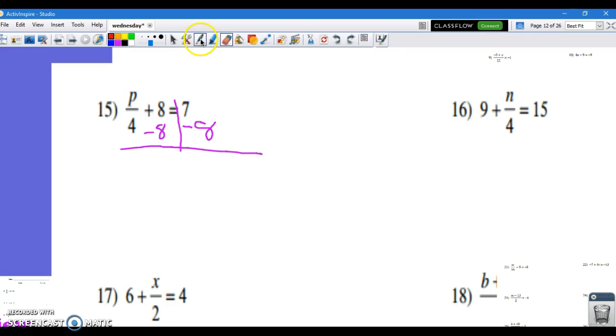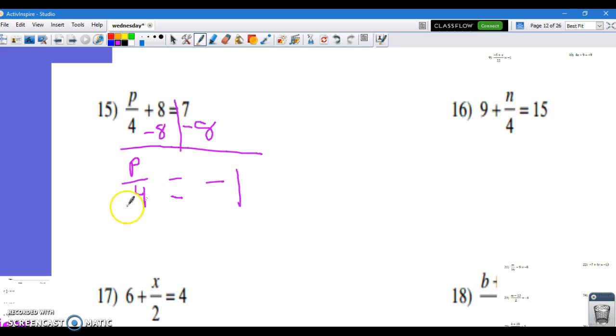Okay? Remember, what you do to one side of the street, you have to do to the other. And what happens is, this canceled out, didn't it? A plus 8 and a negative 8 is going to give you 0. So I'm going to bring my P over 4 back down. That's 0, so I'm not going to do anything with it. I'm just going to not bring anything down. Then I have 7 minus 8, which is a negative 1.